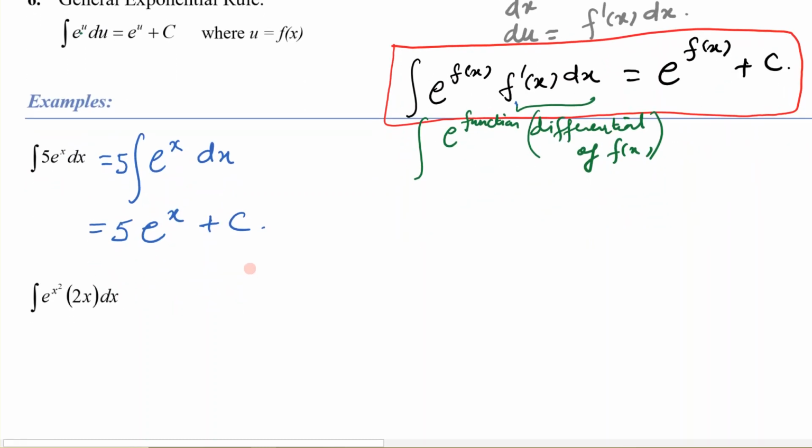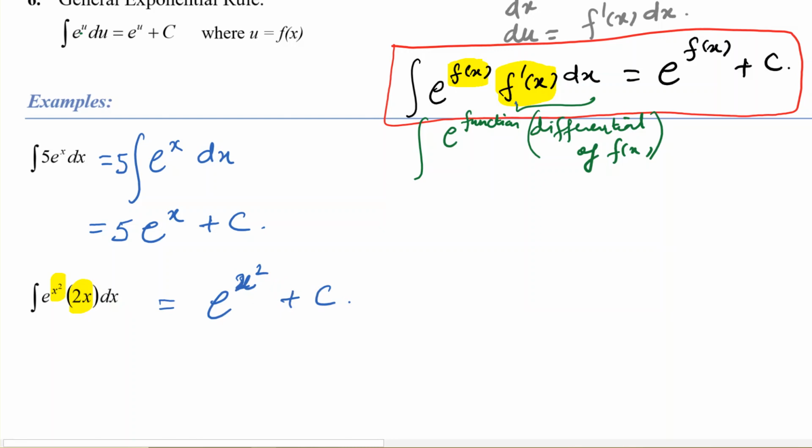But what if we have something else? Here we notice that we have x square on the top, so e raised to power x square, and 2x here. In our mind we think, okay, the power is x square, so that is our function, and the derivative of x square is 2x. So we have this form, the integral of e raised to power f(x) and the derivative of f(x) dx. It means in one step you can write your answer. This should be e raised to power the function, which is x square, plus c. That should be our answer.